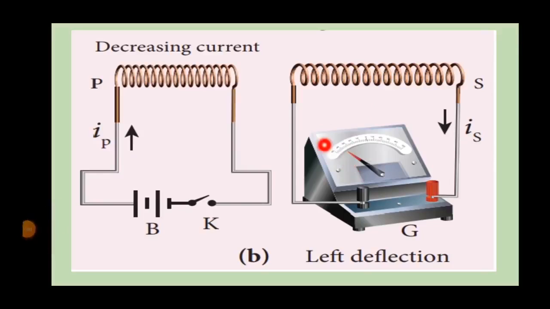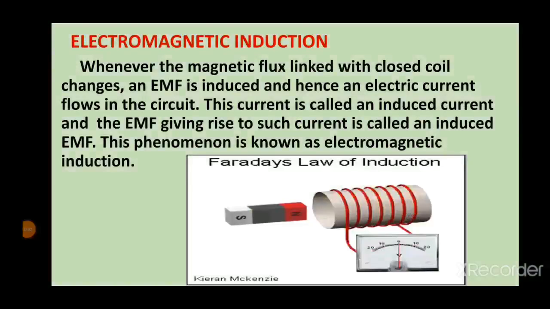When the electric current becomes 0, the galvanometer shows no deflection. From the above observation, it is concluded that whenever the electric current in the primary circuit changes, the galvanometer shows a deflection. Clear, students? After that, Faraday realized electromagnetic induction.